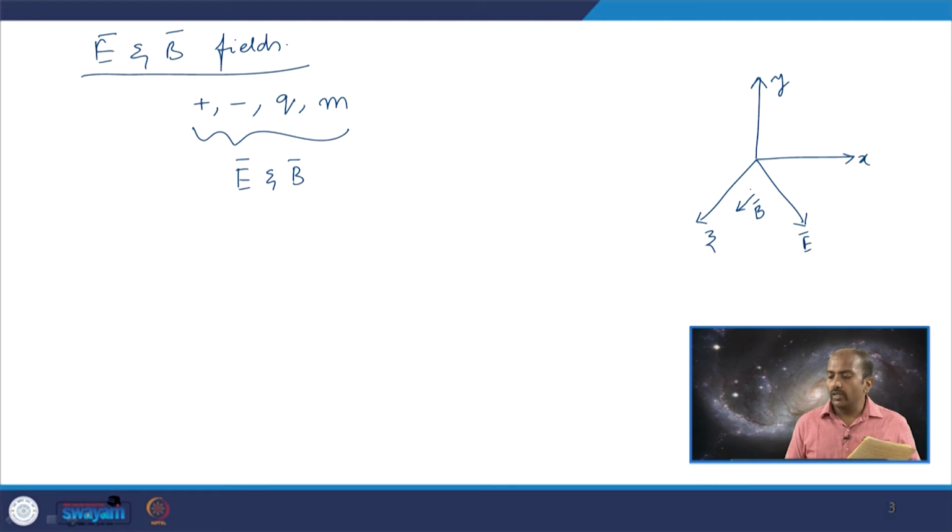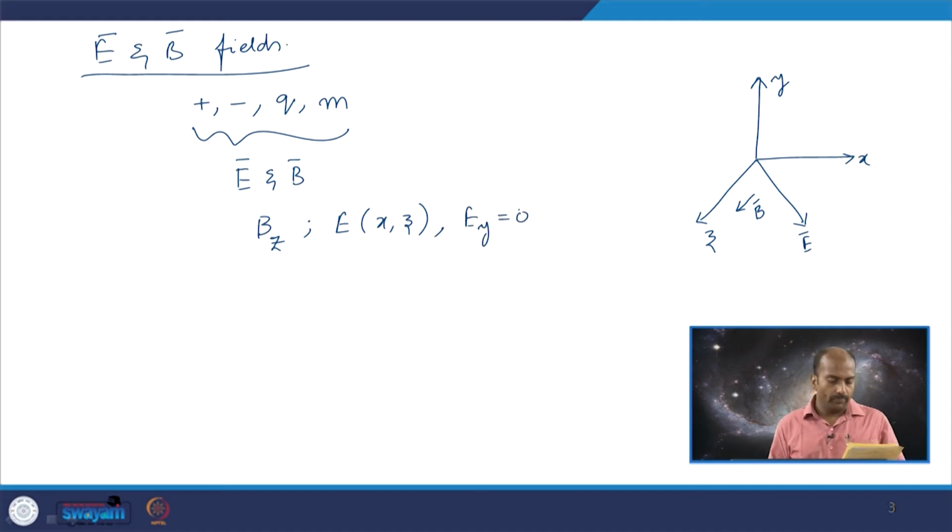Now, when the electric field is present only in the x-z plane, we take B to be Bz and E to exist in the x-z plane. That means the components of the electric field along these directions will be non-zero, and the electric field along the y direction will be 0.